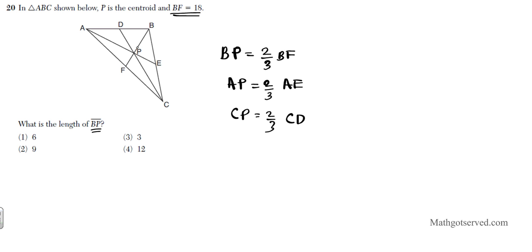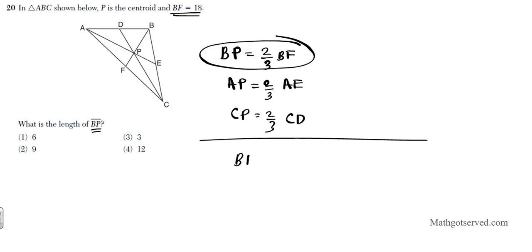All right, so in this case, we're dealing with BF and BP. Okay, so BP is the longer side, right? So the longer side of the median broken apart by the centroid is basically 2/3 of the entire median. All right, so we're using this equation right here. Okay, so let's go ahead and write it again. BP, longer side of the median, is equal to 2/3 of the entire median. Okay. All right, so we know that BP is what we're looking for. We don't know what that is.